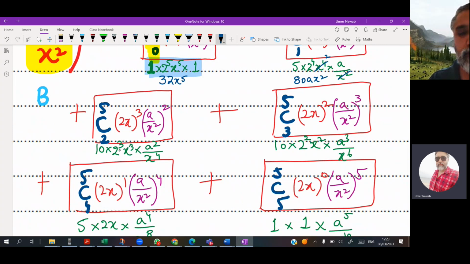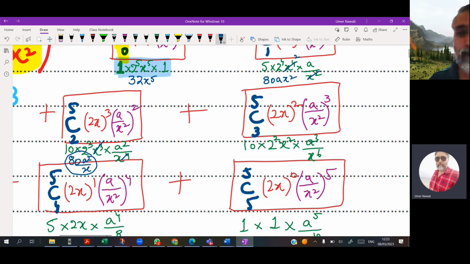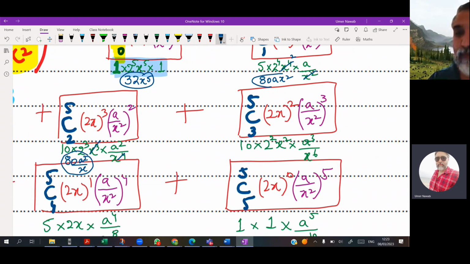So this is 2 power 3, which is 8. 8 times 10 is 80. So I'm going to get 80 a squared, and x cubed cancels with this one, and I get x. So this is the expansion. 4 times 10 is 40. Cancel them, so it gives me a cube over x power 4.